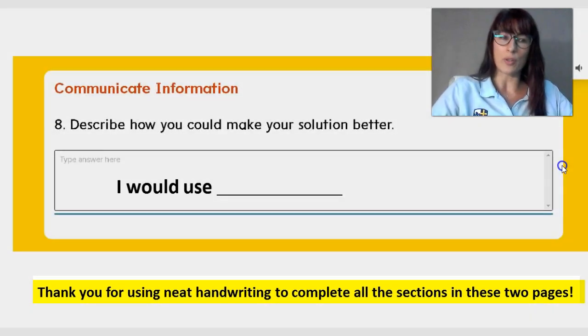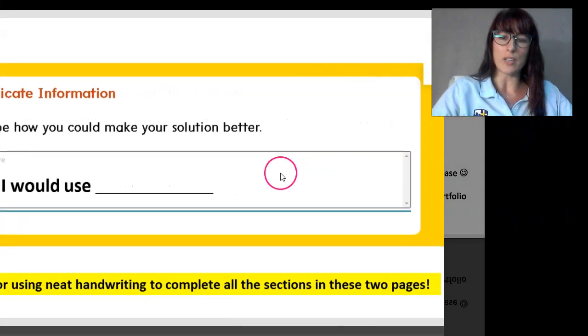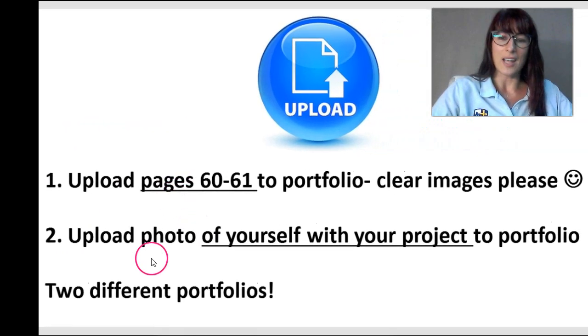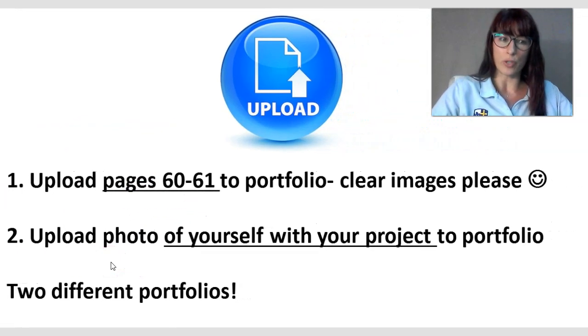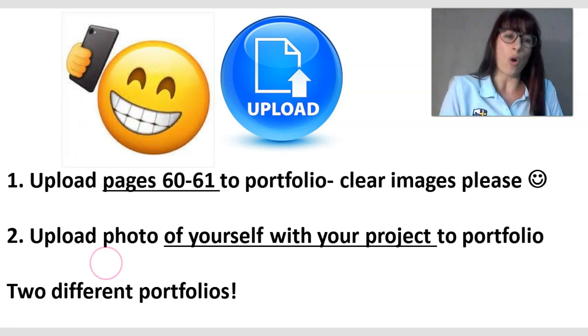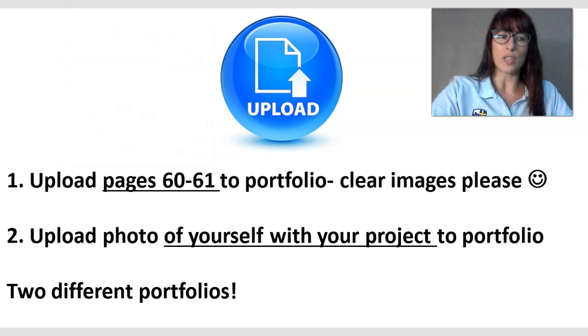Now, after you're done with all this, you will just upload pages 60 and 61 to Portfolio. Remember, clear images, please. And then you will, to a different portfolio, upload a photo of yourself with your project. You could either hold it in your arms or you could just have it placed next to you. Just make sure that you and your project are in the picture, and then you will upload that to a separate portfolio. So you will have 2 different portfolios to upload this project to.